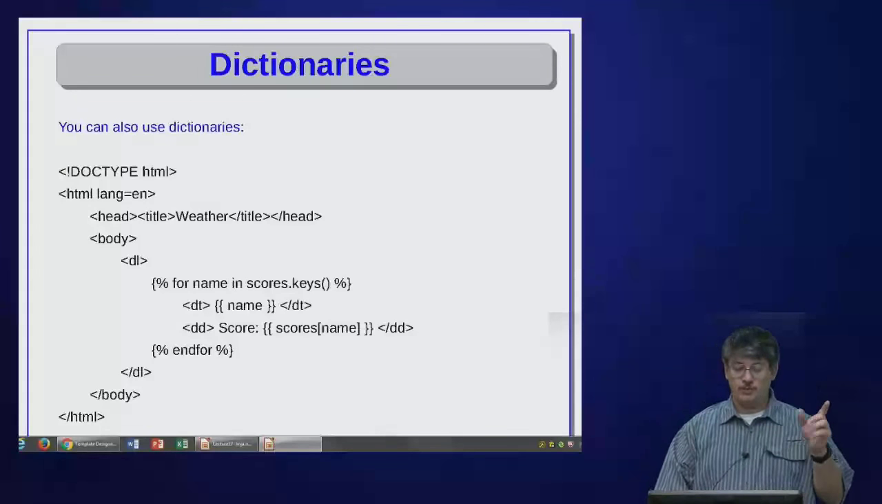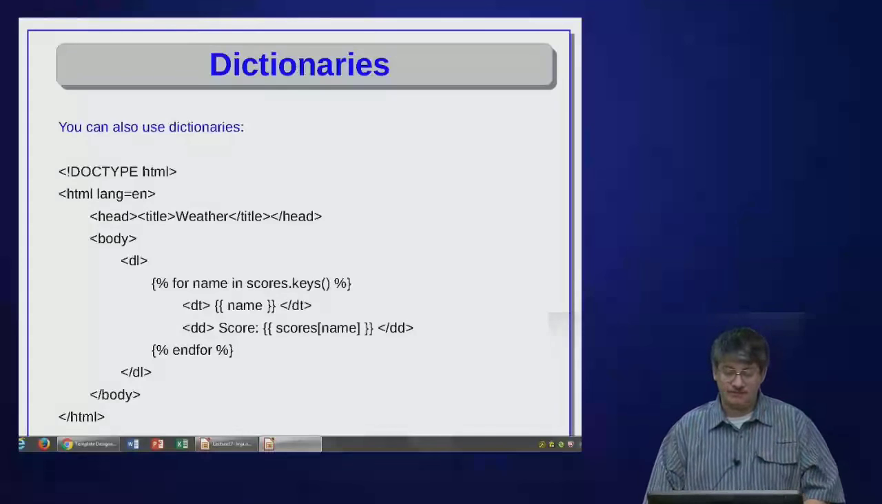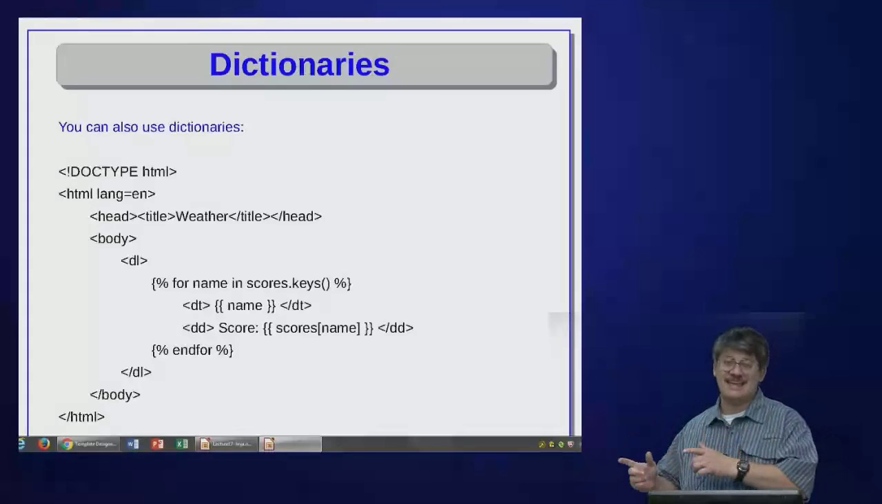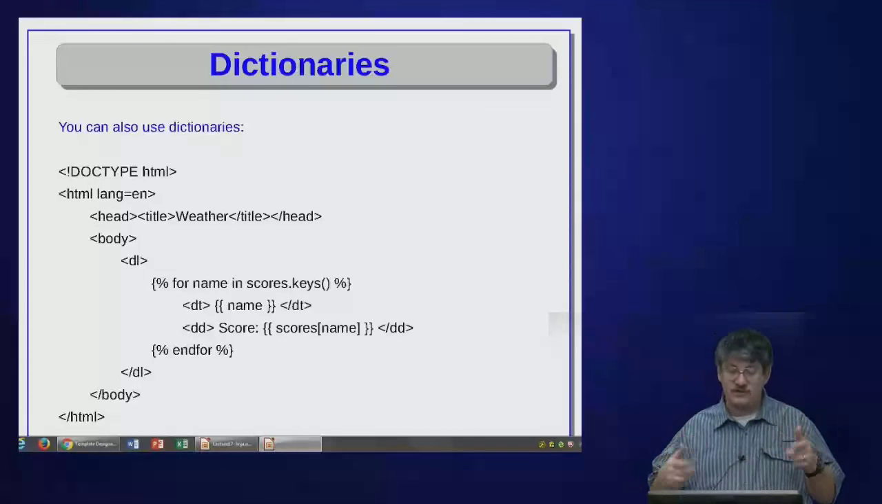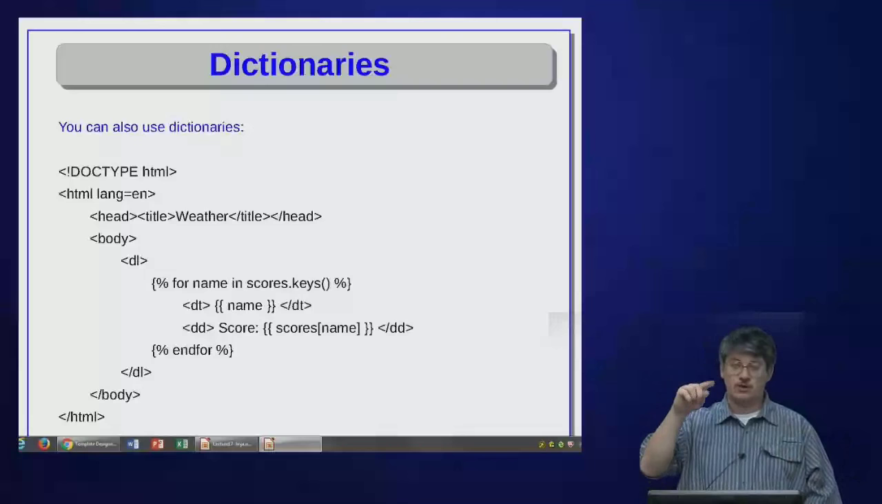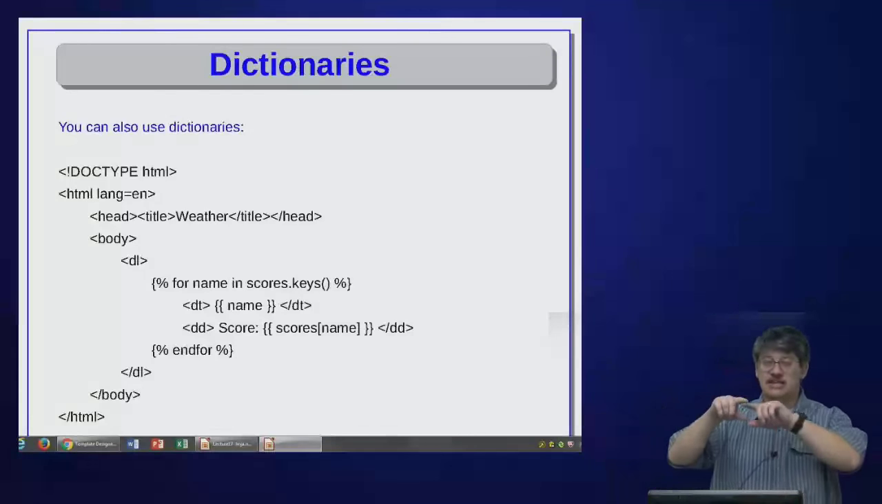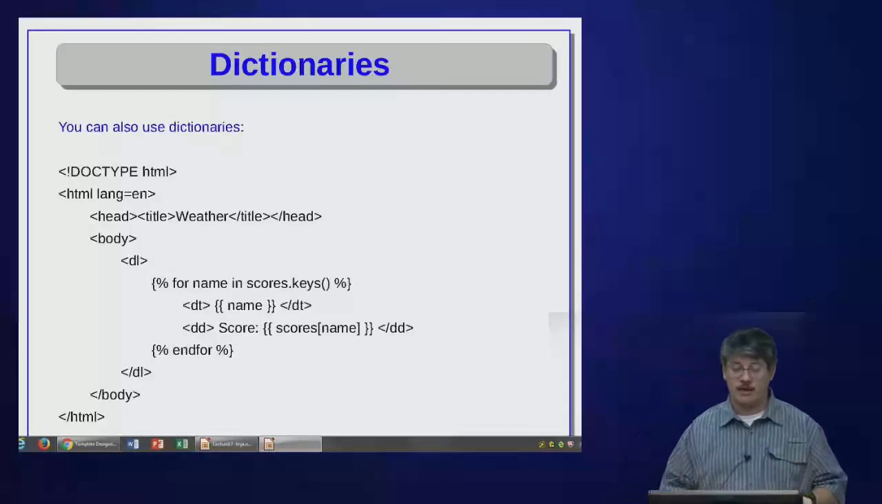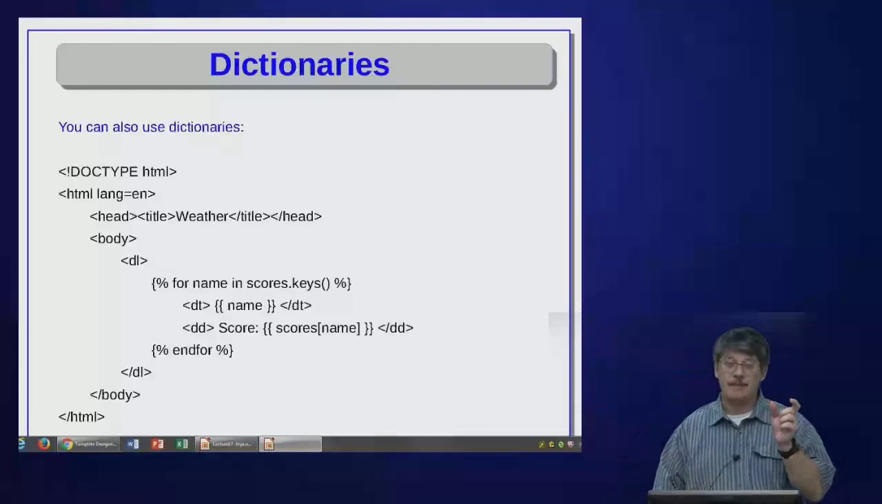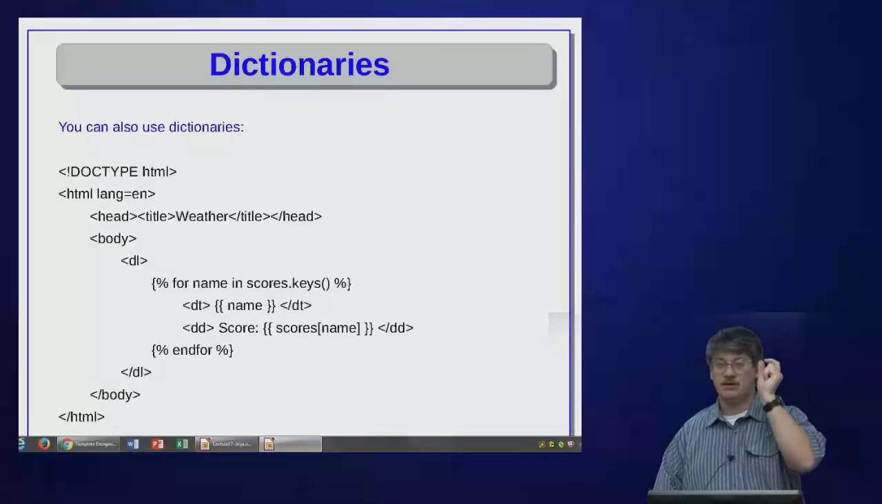So I'm going to loop through all the names in my scores dictionary. And I just say scores.keys to get a list of all of the names in the dictionary. And then I can use the name itself as my dictionary term. And in my dictionary definition, I'm going to say the word score, colon. And then I'm going to go look up the scores in the dictionary. So I just use the same square bracket notation here that I would use in Python. I'm going to say go to the scores mapping and look up this particular person, the person with name.